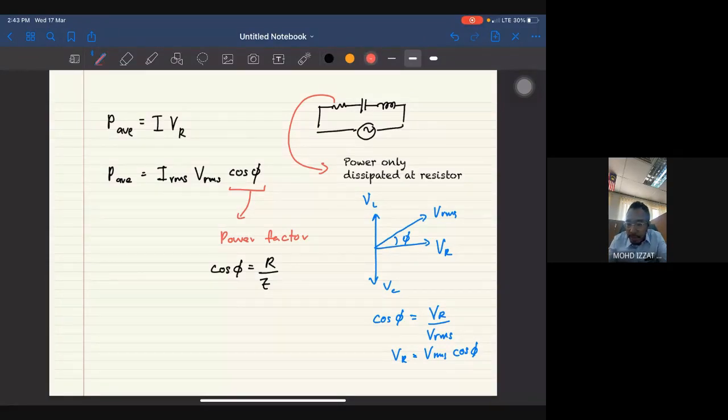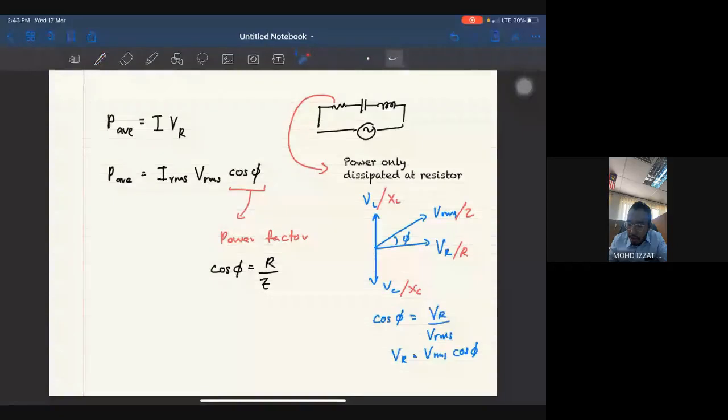If you guys still remember, yesterday saya ada tunjuk. Not only can you write VL, VRMS, VR, and VC, you can also write this one as XL, Z, R, and XC. So if I want to write cos phi here, it will be adjacent, masih sama, over hypotenuse. But instead of writing VR over VRMS, like I write it over here, I can also write this one as R over Z.